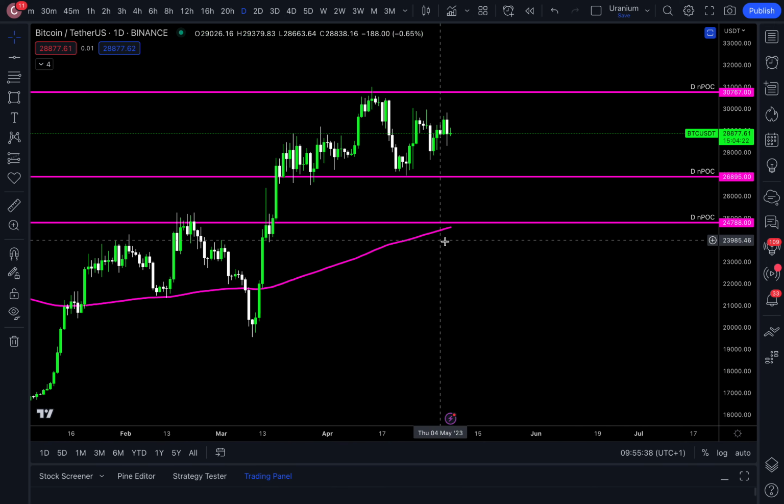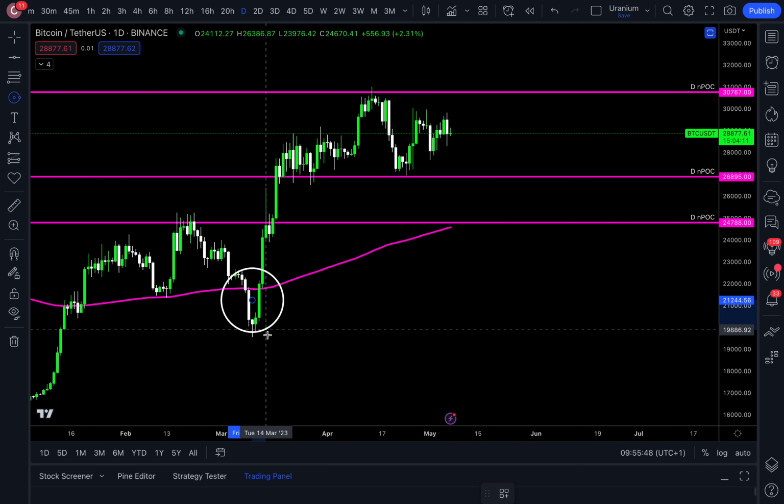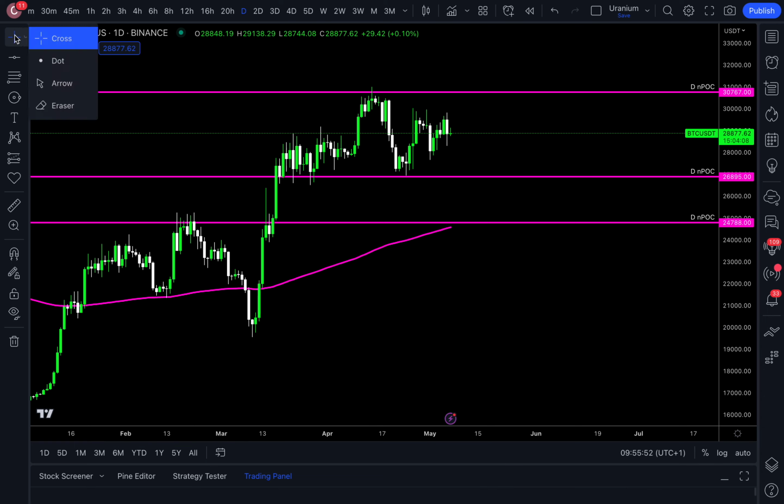So if the market breaks out of this current range, I will be looking for this area here. Now, I wouldn't be blindly longing it. I'd wait for a bit of price action to play out, because Bitcoin likes to occasionally deviate the moving averages. So if we break down out of this range, I'll be looking for this general area.